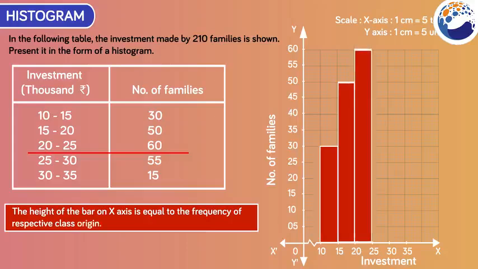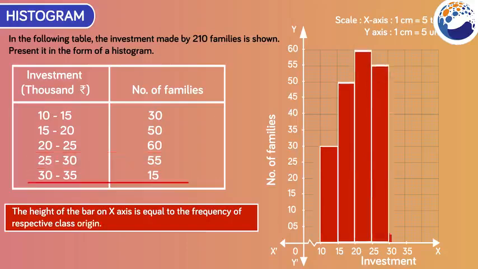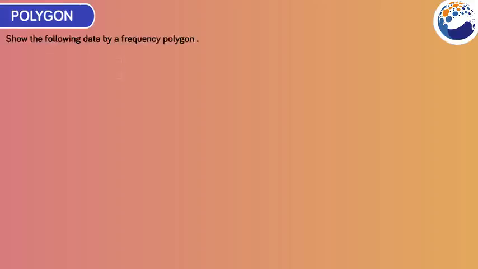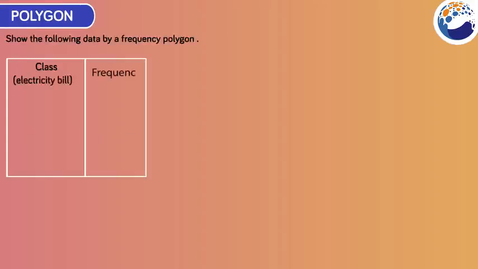For investment 25 to 30,000 rupees, families are 55. For investment 30 to 35,000 rupees, families are 15. This is the required histogram. Frequency polygon. Show the following data by a frequency polygon. Here class and frequency are given.